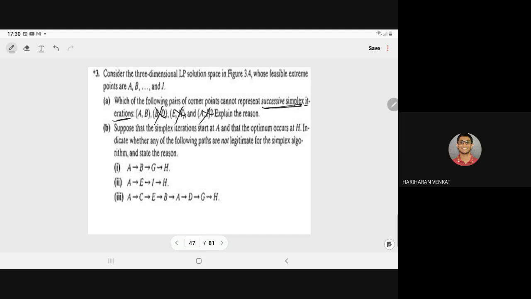Always the valid one is corner to corner through an edge. Suppose the simplex iteration starts at A and the optimum occurs at H. Indicate whether any of the following paths are not legitimate for the simplex algorithm. So A, B, G, H means you start from the origin and reach the optimum point. H is the optimum point.